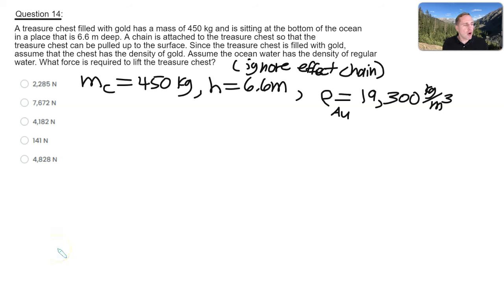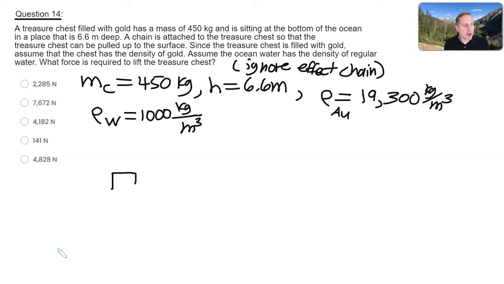We also know that it's being lifted out of regular water, so the density of water is 1,000 kilograms per meter cubed. That's a number that you probably should have memorized, because that's 1 gram per centimeter cubed. That's exactly how we set the metric system. Okay, so the question is, what is the force required to lift the treasure chest?